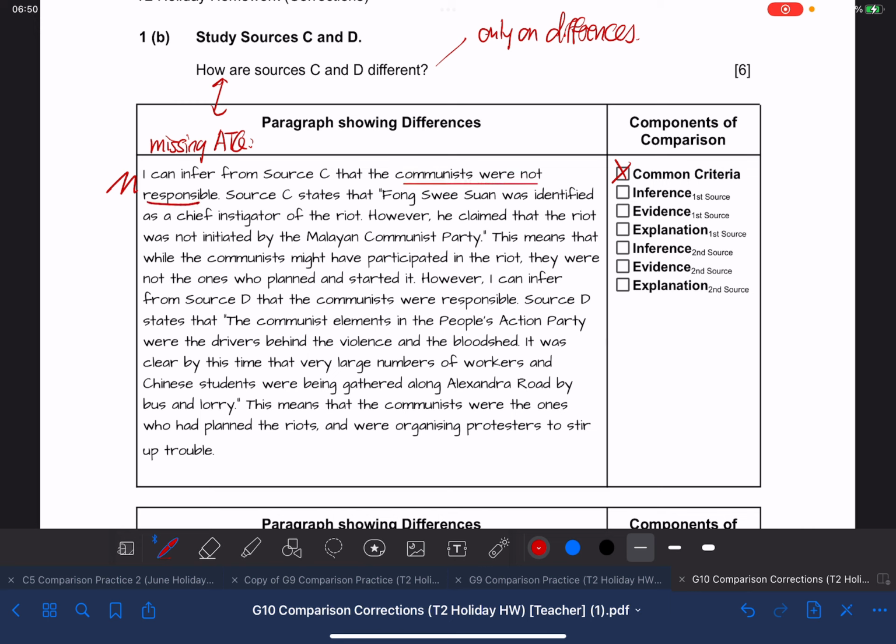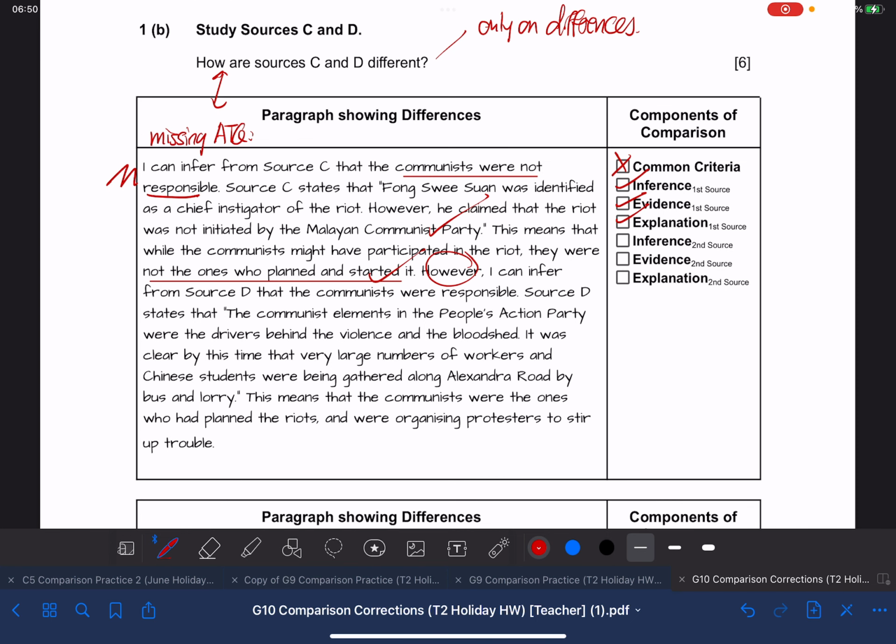Okay, I'm just going to continue marking this as if the student gives a normal inference first, and we'll see as it goes. Okay, so an inference, source C states that Fong Swee Suan was identified as a chief instigator. Chief instigator is the person who starts the riot. However, he claimed that the riot was not initiated by the Malayan Communist Party. This means that while the communists have participated in the riot, they were not the ones who planned and started it. Okay, so this is what Fong Swee Suan claims. Okay, and I see that evidence and explanation are both there, just that there's no common criteria. Okay, I'm going to read on. However, I like this connecting word. I can infer from source D that the communists were responsible.